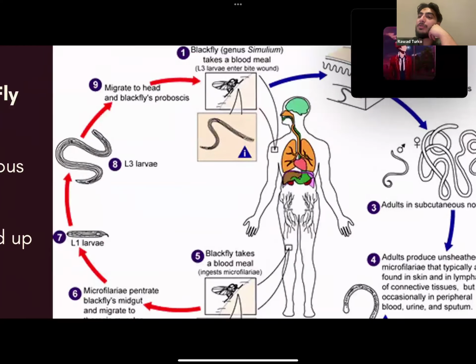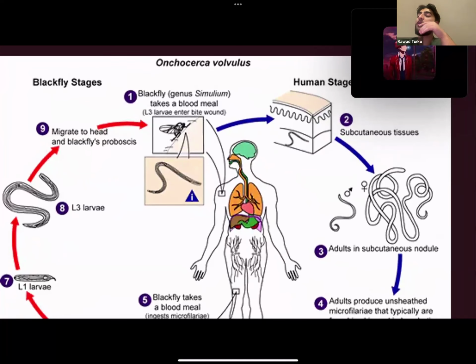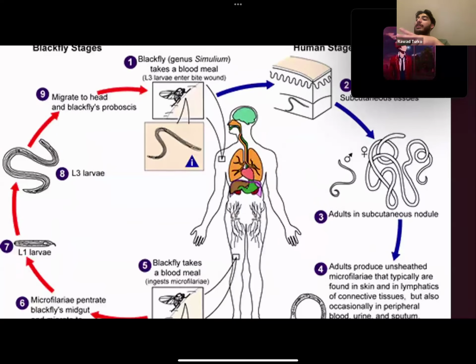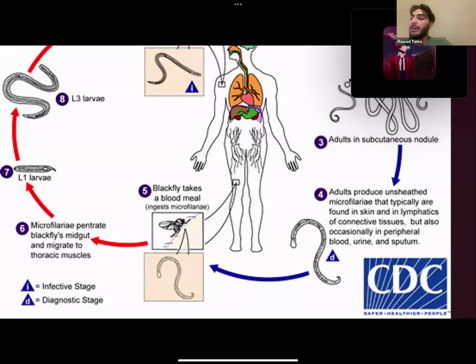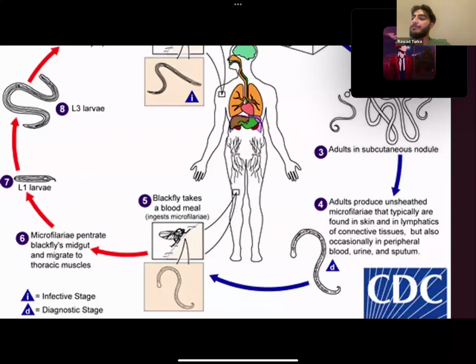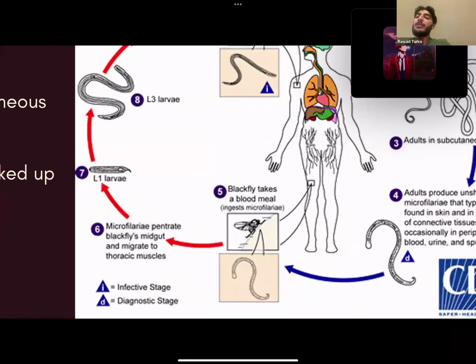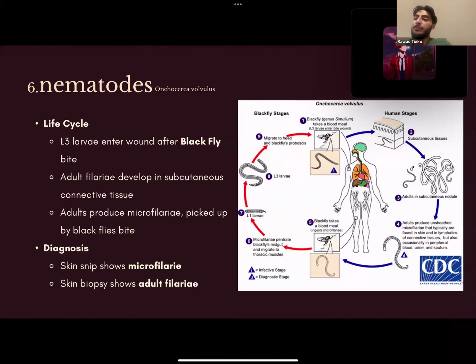So this is the life cycle again. The black fly would come and release these L3 larvae, okay? And then these L3 larvae would find their way into the subcutaneous tissues, where they mature into adults. These adults would produce microfilariae, which then burrow in tissues all throughout the body, and most commonly in the eye, okay? And then again, the black fly is going to ingest the microfilariae and restart the cycle.